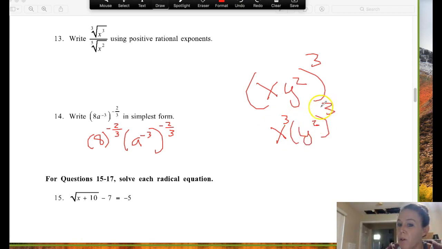And then a power to a power is a multiply problem. This would be x cubed, y to the 6th. And you could check that rule by writing x, y squared 3 times, and this is what you would get. All right, so double check your rules.